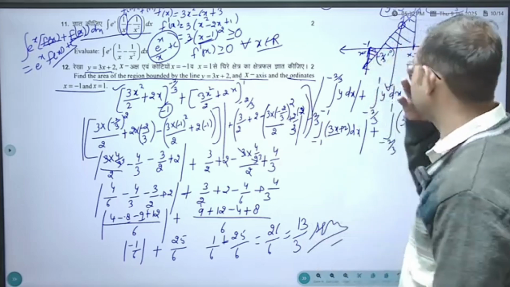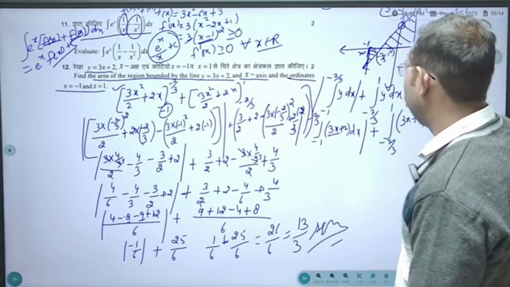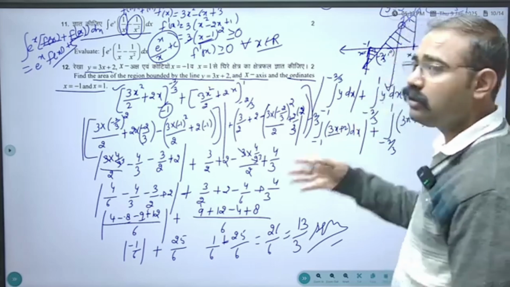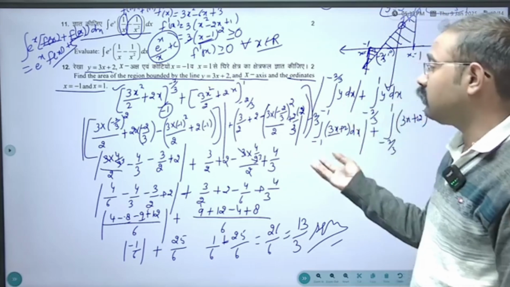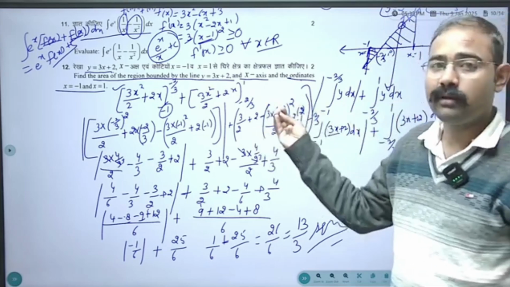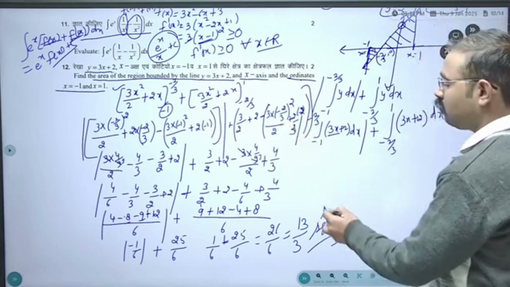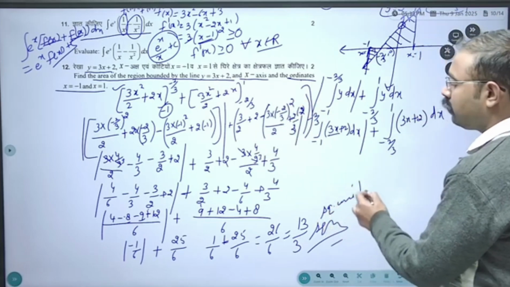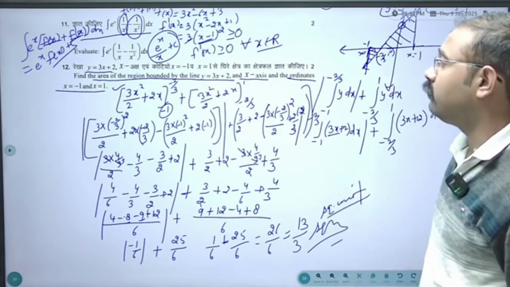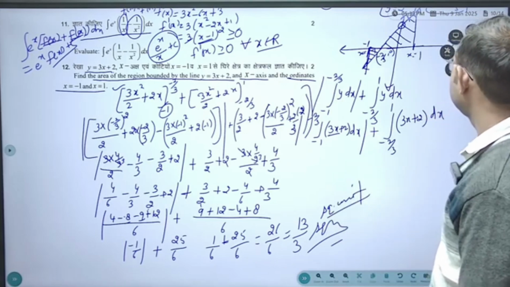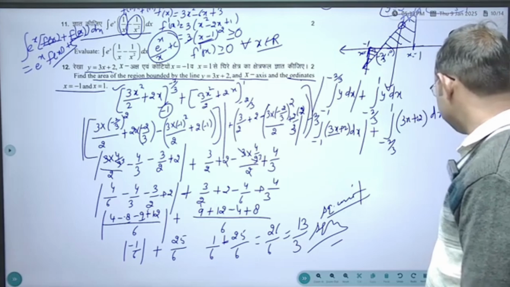So this was a lengthy question, but an easy question, only the calculation is long, and in this calculation part we must take care. There are a lot of chances that our calculation can go wrong. And never forget to write the unit, square unit, with the area. Let's move to the next question.